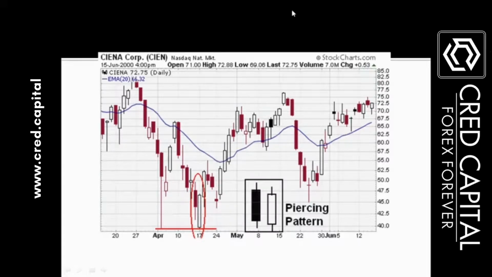Ma'am, this piercing pattern is a bit confusing actually. Yeah, it was a kind of confusion, but let me take you to the market. You will come to know.